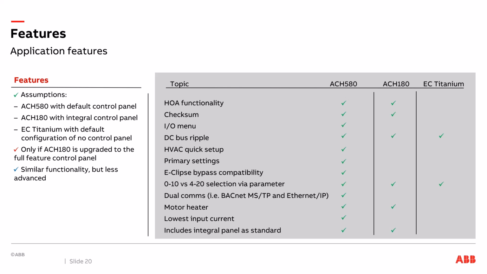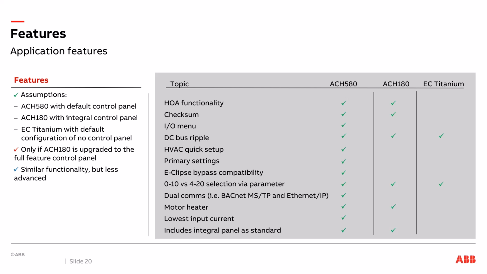Eclipse bypass compatibility. So that's also an ACH580 only function. So if I wanted to get a bypass from ABB, it's going to be an ACH580 package. But again, note the EC Titanium motor, only that motor technology can't run in bypass. So the Eclipse bypass is really for induction machines, induction motors. Another neat thing that all three of these drives have is if it's a 0 to 10 volt or a 4 to 20 milliamp selection, you choose that analog input via parameter.